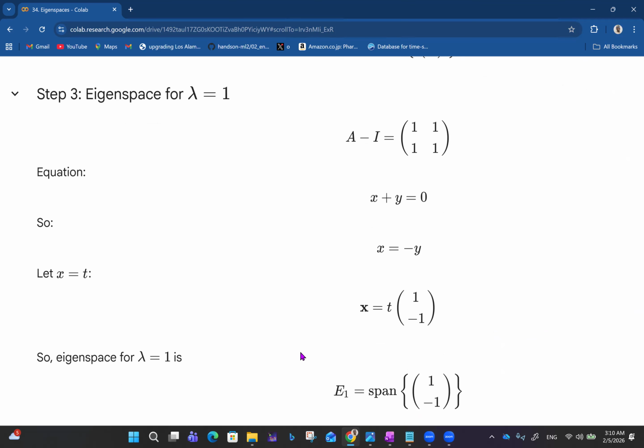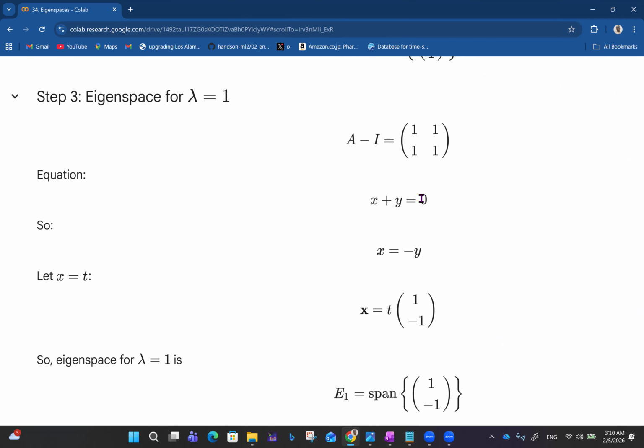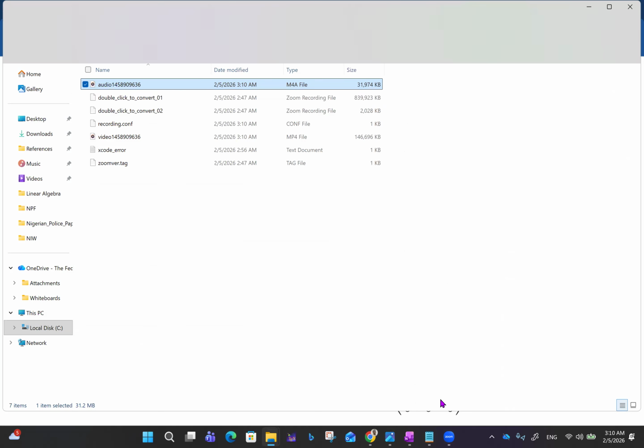Now for the eigenspace for lambda equals 1, you do the same thing. By the time you do that, x plus y is 0. That means x is equal to minus y. So if x is 1, then y is minus 1. Then the eigenspace for lambda equals 1, E1, is the span of 1, minus 1. So to find the eigenspace, just find the eigenvalues, then find the eigenvectors. The eigenspace is the span of the eigenvector. That's basically the idea here.